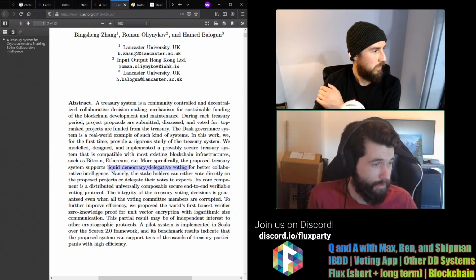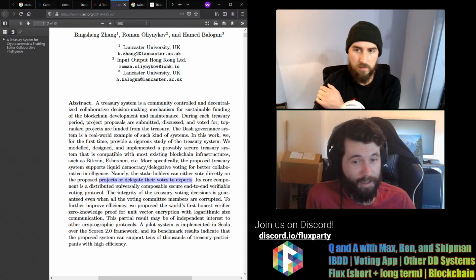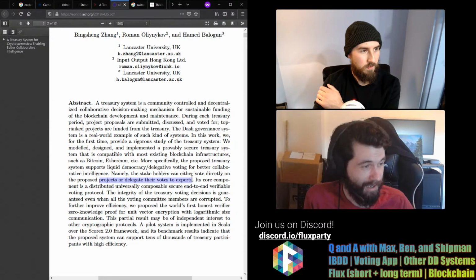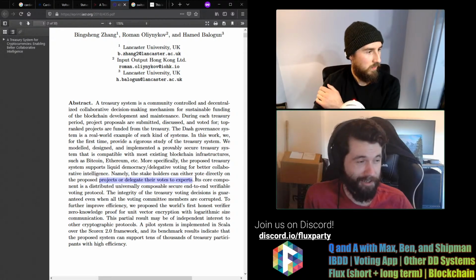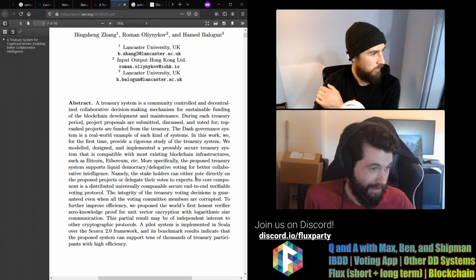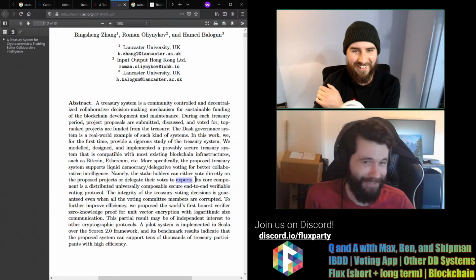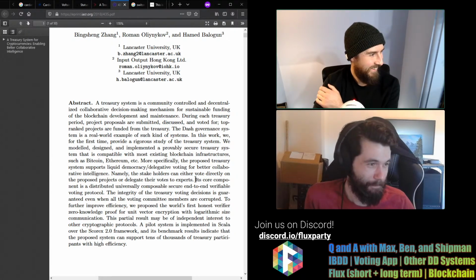Liquid democracy, delegated voting. So do they solve any issues around that? I don't know. For better collaborative intelligence, it does not do that. Stakeholders can either vote directly on the proposals or delegate their vote to experts, or anyone, unless they're going to put an authoritarian roadblock in the way to stop people claiming to be experts on things. We have to determine. In which case, it's an oligarchy. I hope no one from IOHK is considered an expert, based on their claim previously.